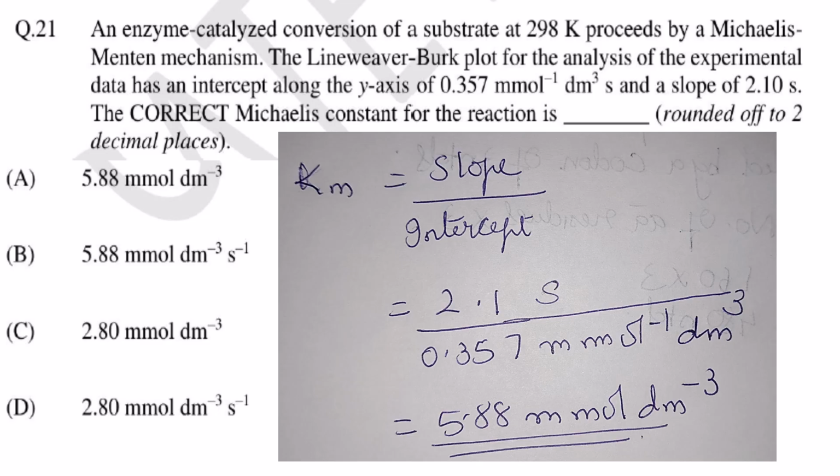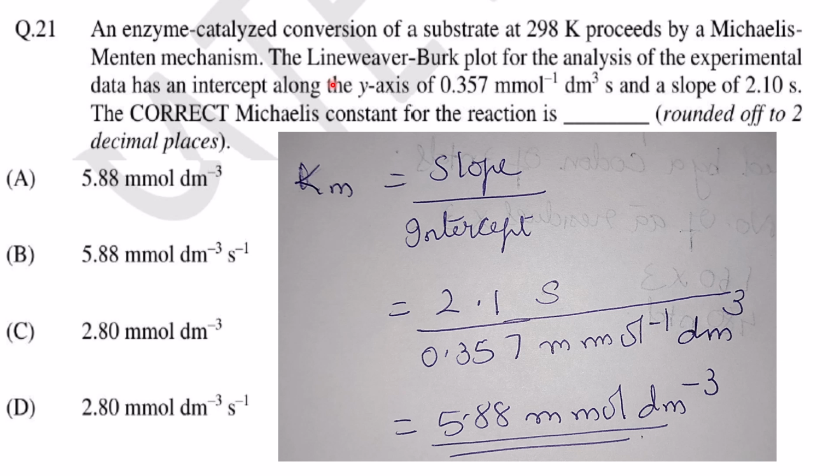So coming to the first question. An enzyme catalyzed conversion of a substrate at 298 Kelvin proceeds by Michaelis-Menten mechanism. The Lineweaver-Burk plot for the analysis of the experimental data has the intercept along the y-axis of 0.357 millimoles per decimeter per second and a slope of 2.10 second. The correct Michaelis-Menten constant for the reaction is. So they have asked the Km value.